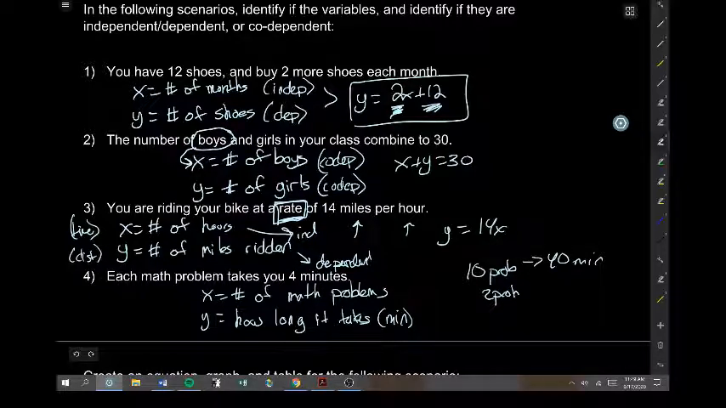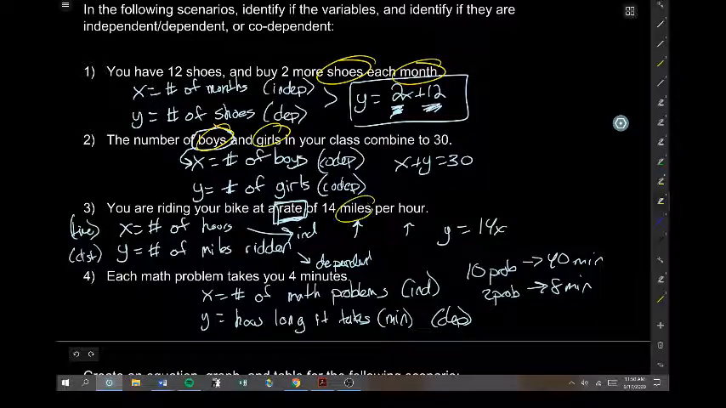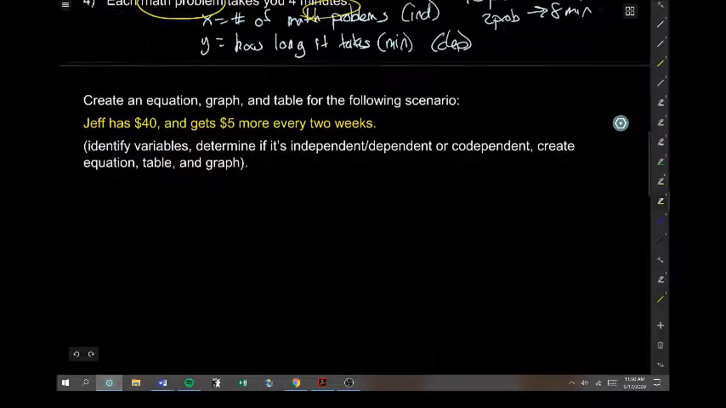So the time actually depends on how many problems there are. This is a case where time is dependent because it's based on how many problems there are. If I gave you more problems, it takes more time. I give you fewer problems, it takes less time. So you'll notice with all of these scenarios, the labels became the variables. Whatever label we had became whatever variable we had. Shoes, months, boys, girls, miles, hours, problems, minutes. The labels are super helpful for finding your variables.